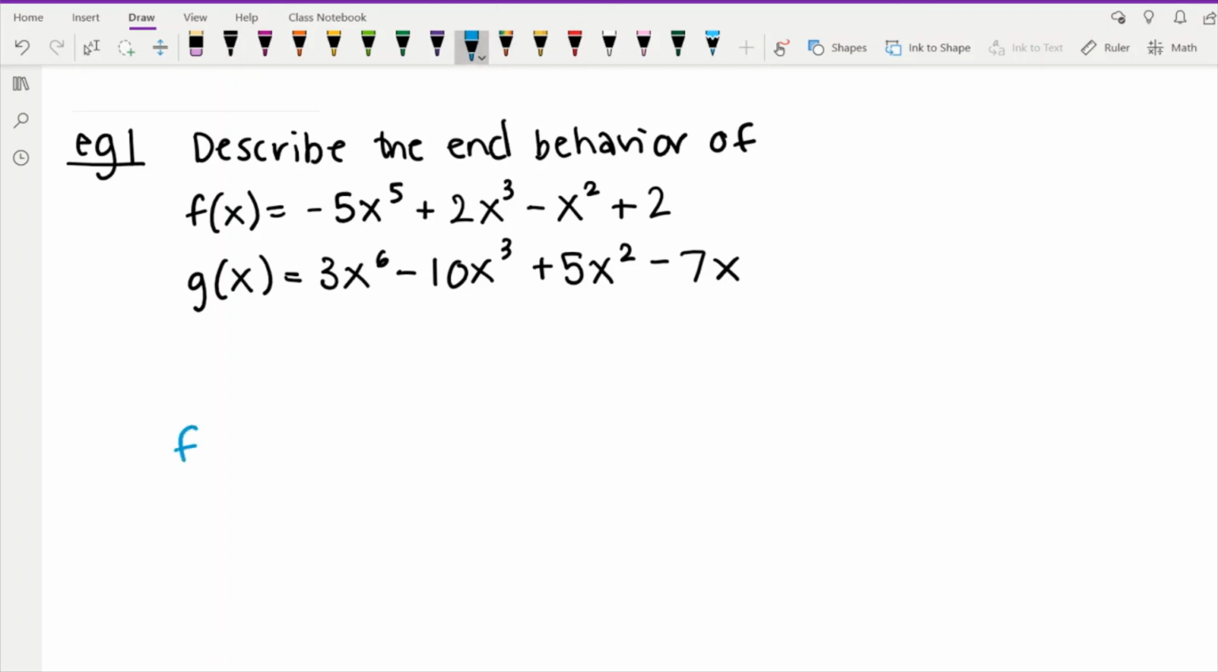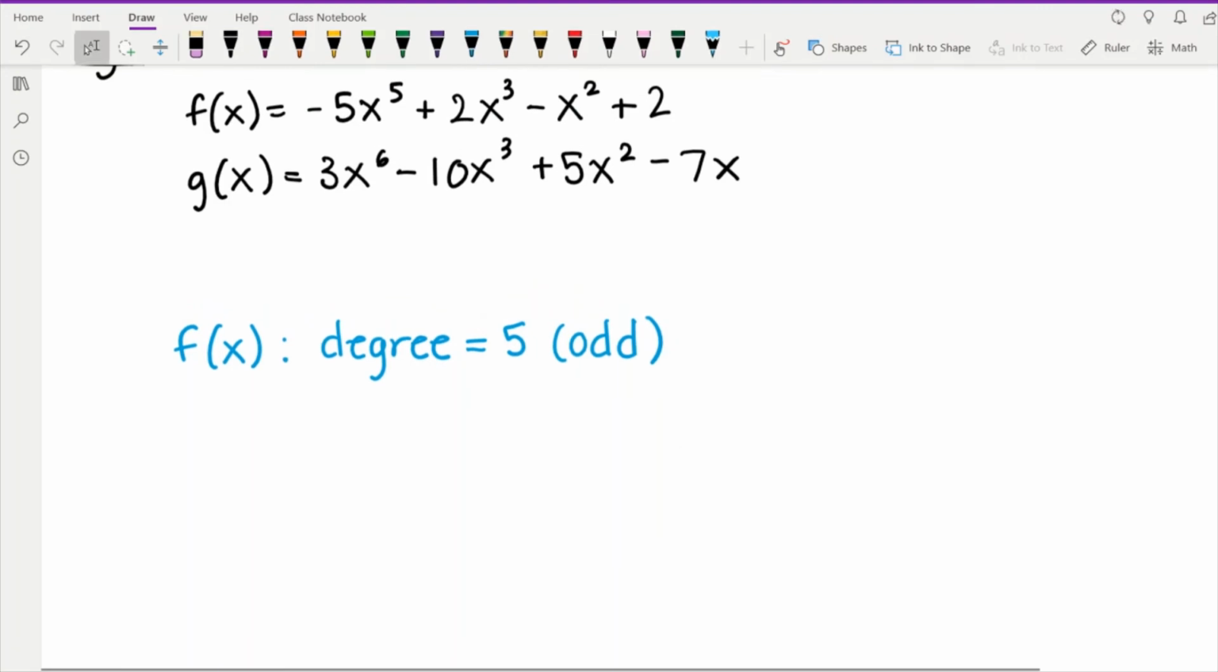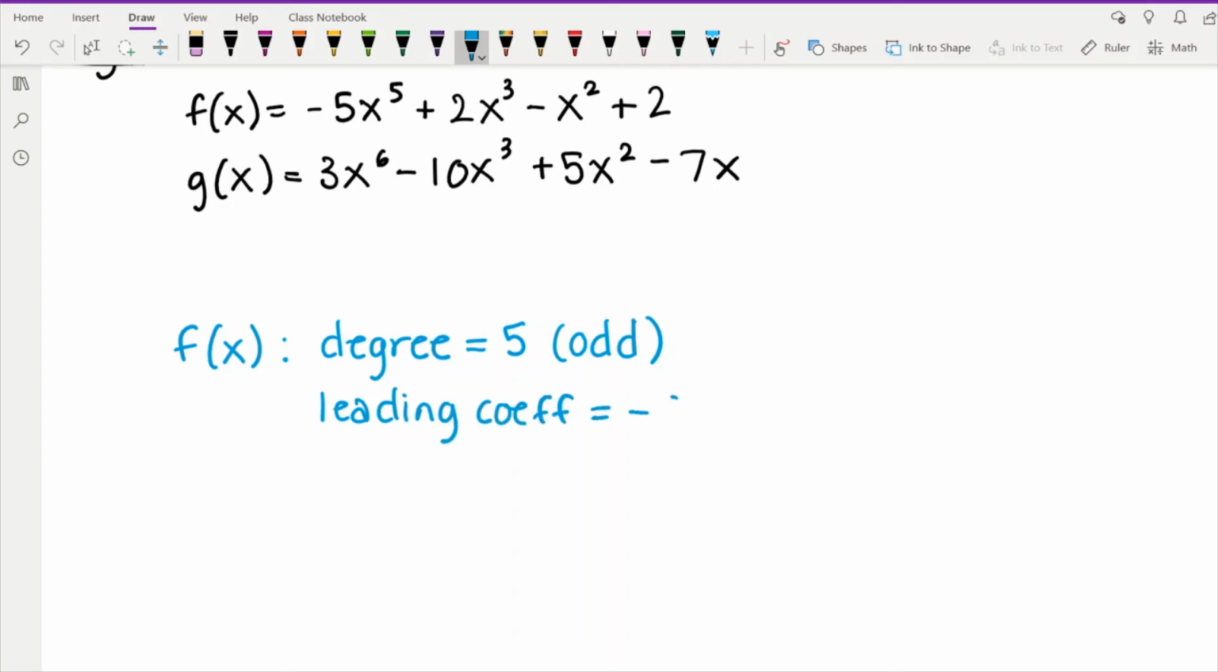So the first one, f of x, what is our degree? Well, the degree is equal to 5. And so 5 is an odd number. So that's the important thing to remember, is that we have an odd degree. And then what is the leading coefficient? Well, it's negative 5. And so what's the important thing to know about that? It's the fact that it's negative.